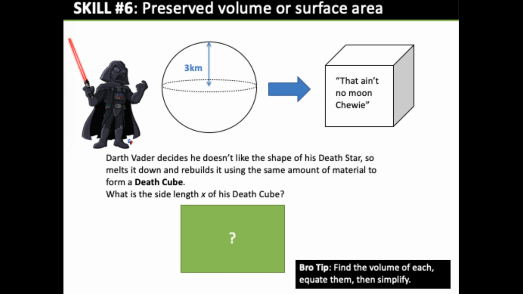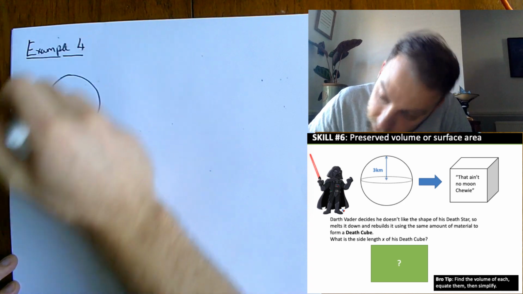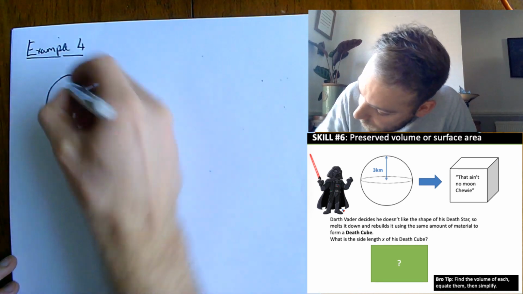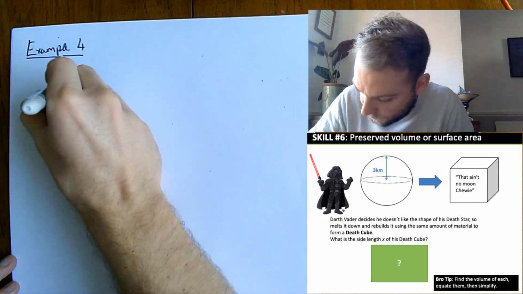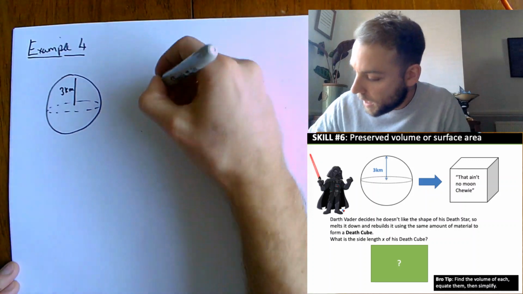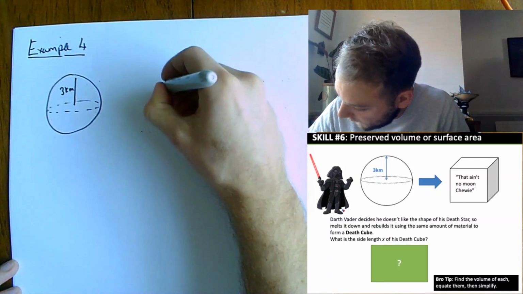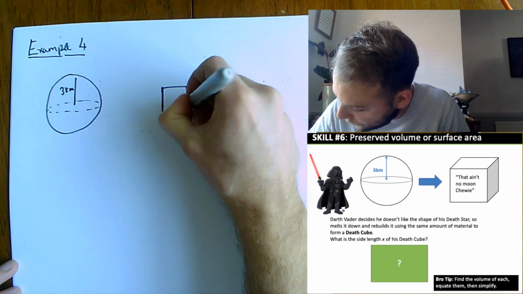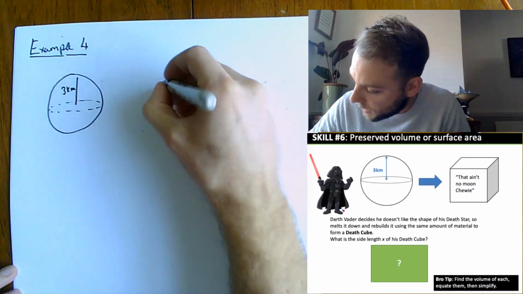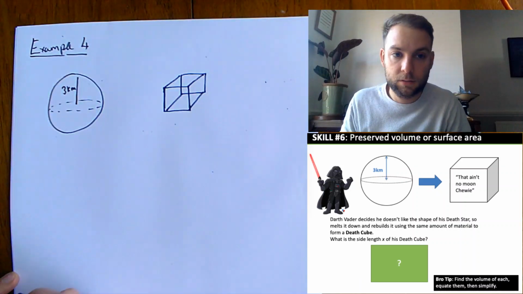So here, we've got a sphere with a radius of 3 kilometers. And we want it to be a cuboid. So remember to draw a cuboid. I draw a square, up and right, another square, and connect them all up. Like so.